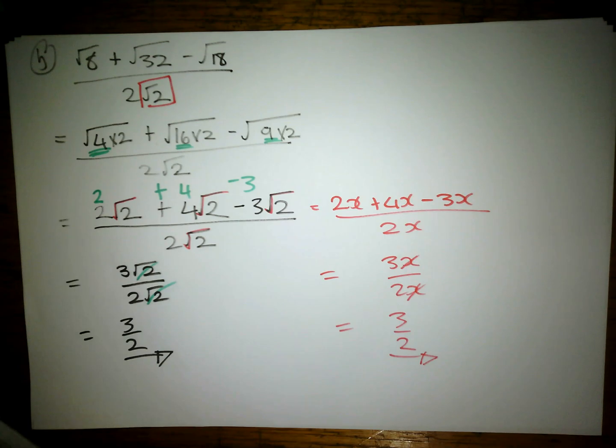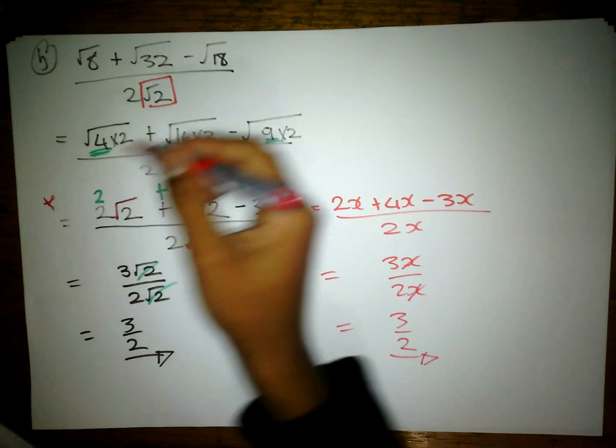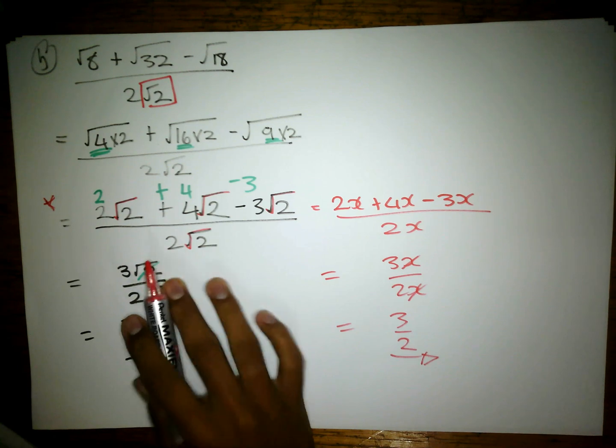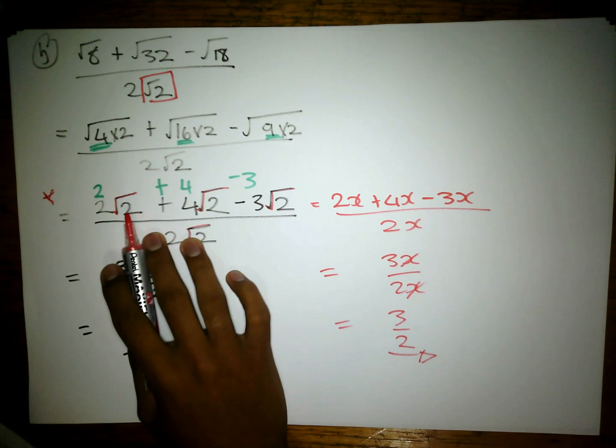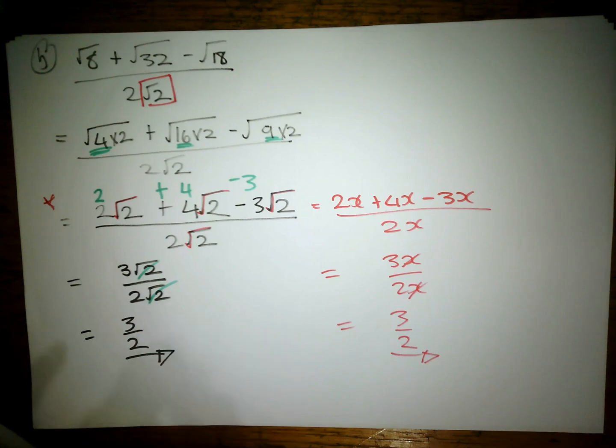Sorry, sir, can you please assist on the third step there, where you say 3 square root of 2 divided by 2 square root of 2? How did we get there? On the third one, this one here. How did we get 3 square root of 2 and 2 square root of 2 at that stage?